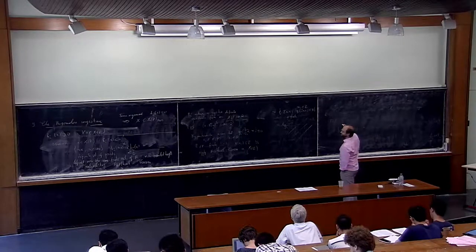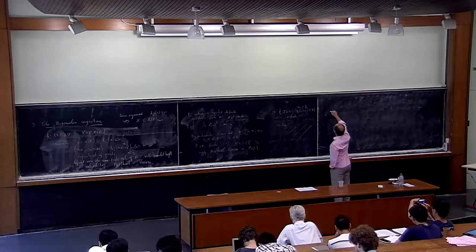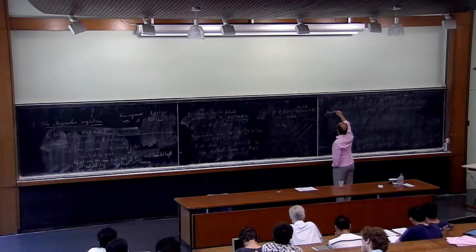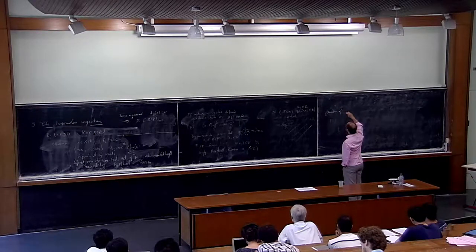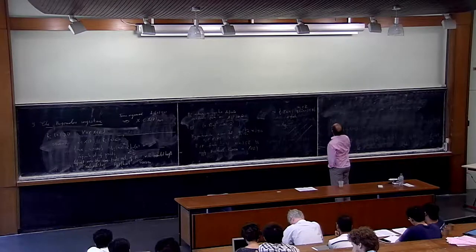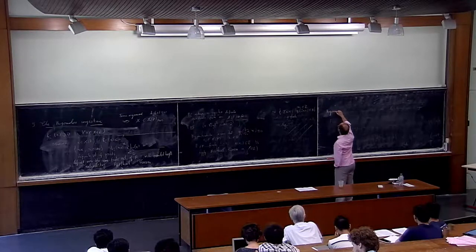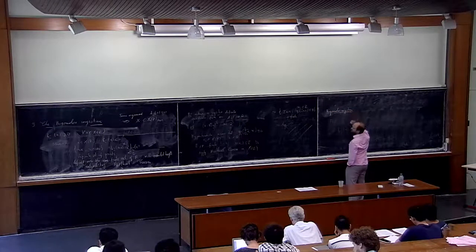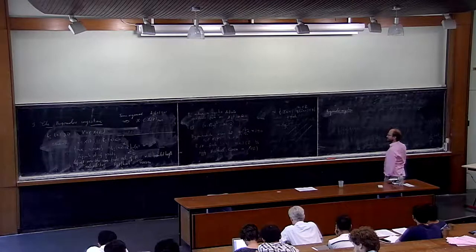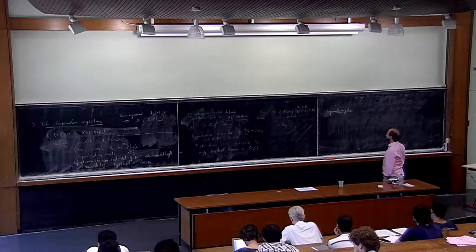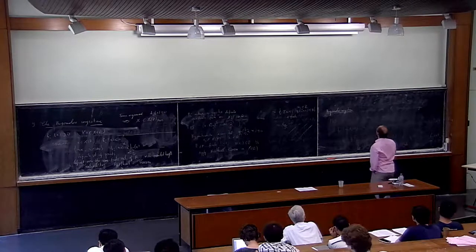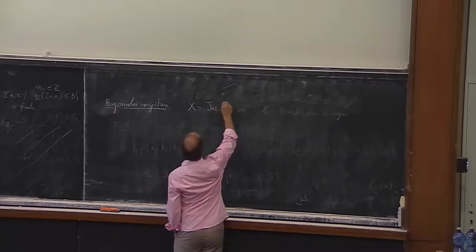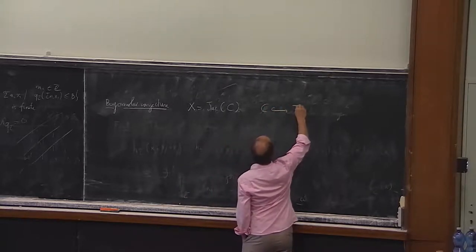So also, the question of Bogomolov. So what is called the Bogomolov conjecture? Assume this is a case where X is a Jacobian of a curve C, and C is embedded in X.